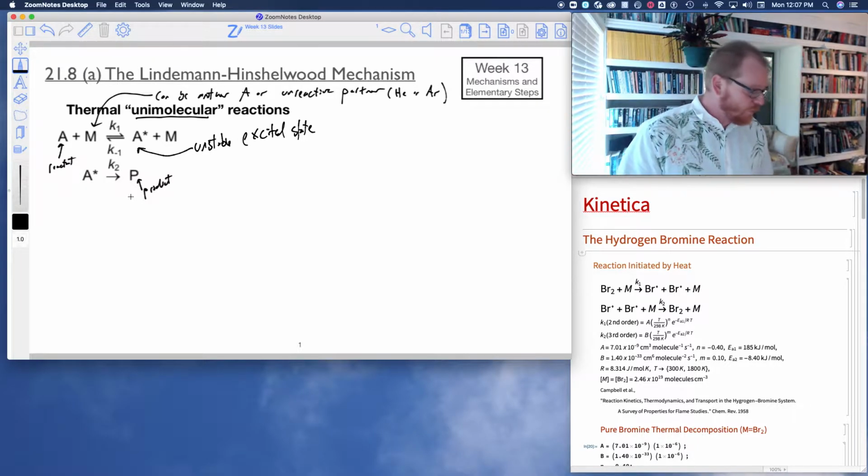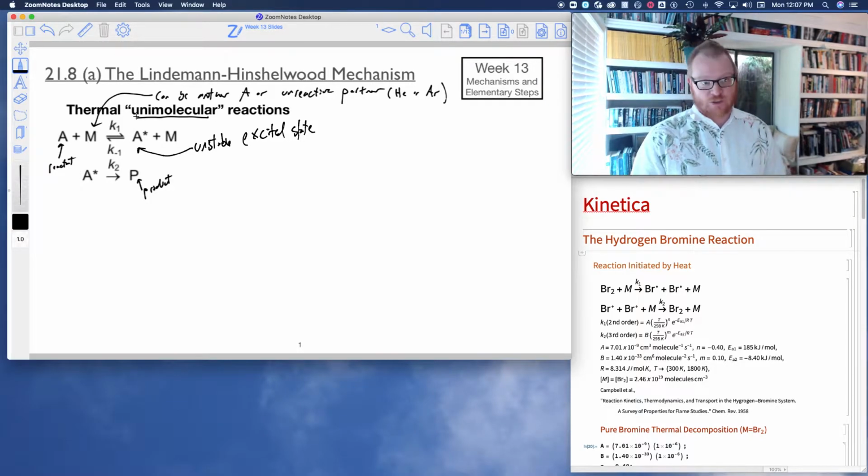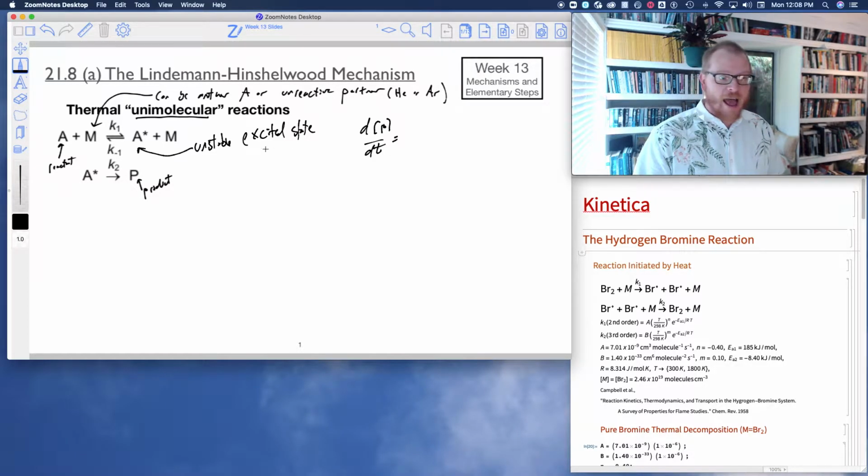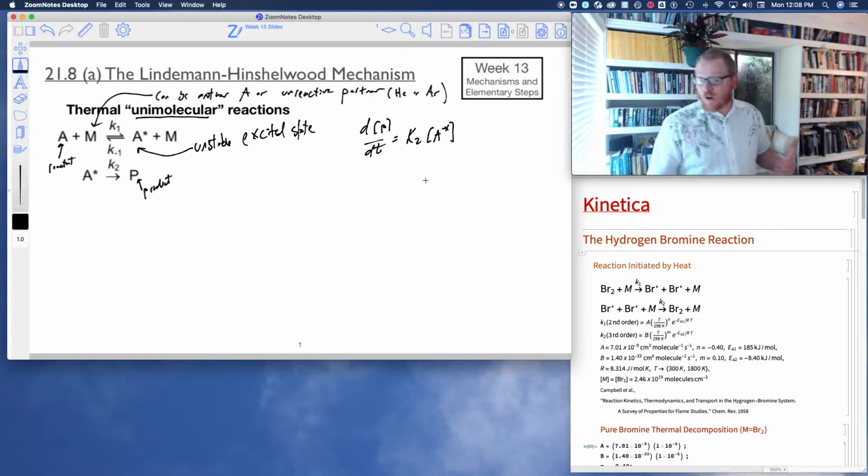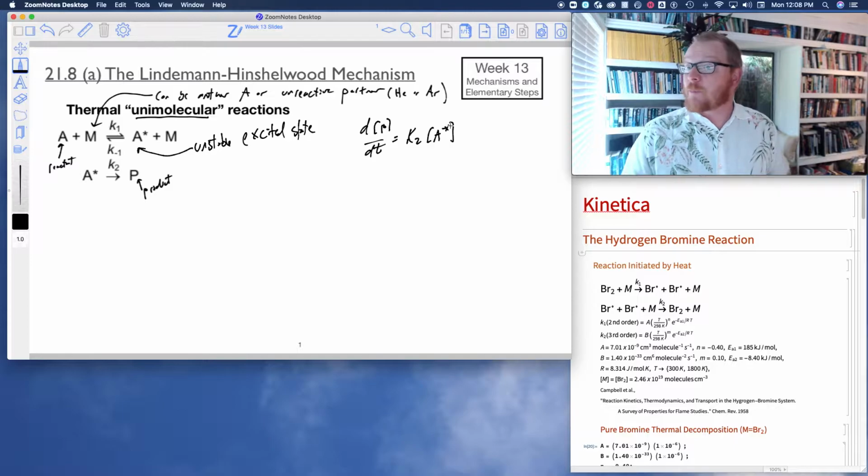So we solve for the steady state of A star, because this is a really good example of when we can use the steady state approximation. First we'll note the rate of product formation, dP/dt. We recognize that should be k2 times A star. However, A star is an unstable excited state, so it's going to be really difficult to measure. Computing the rate of product production is going to depend on this rate of excited state formation.